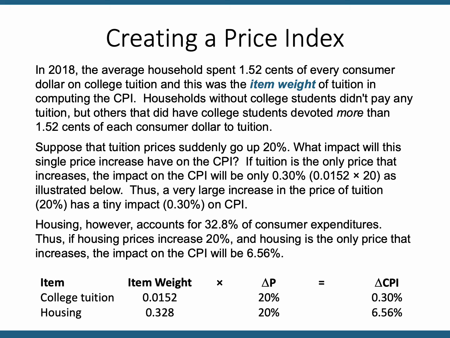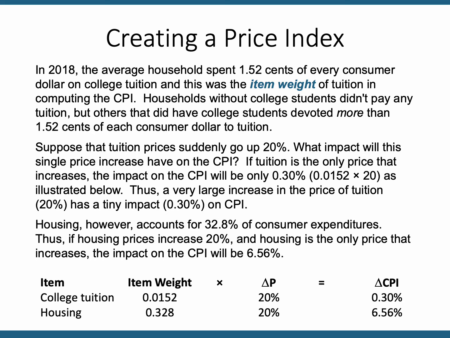32.8%. So what if the cost of college tuition went up by 20%? What impact would that alone have on consumer price index? Well, it's 0.0152 times 20%, which gives you 0.3%. So 0.3% increase in consumer price index. And that's because even though that's a large increase in college tuition, the item weight is so small.